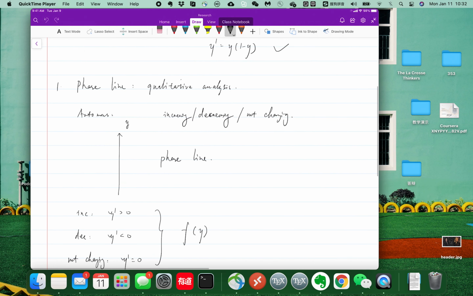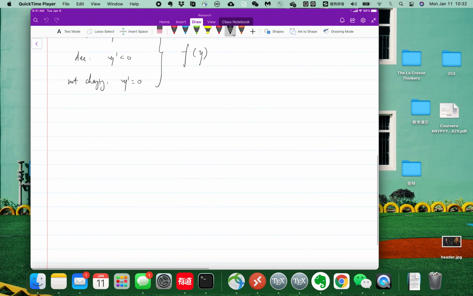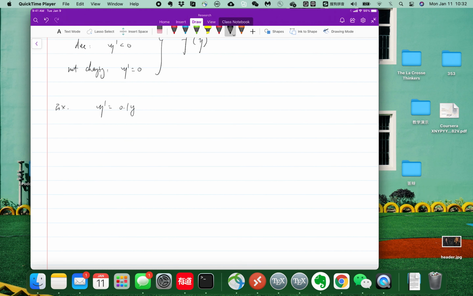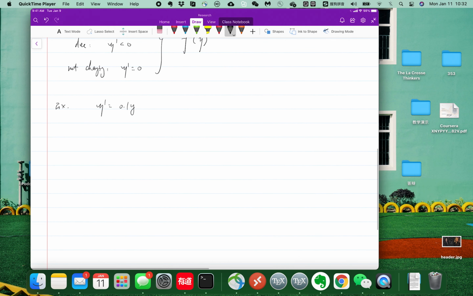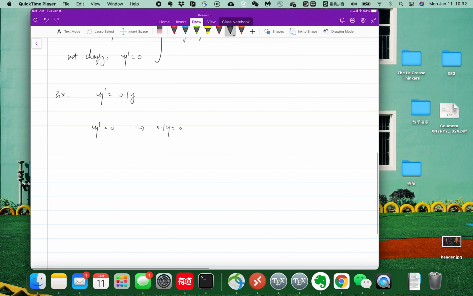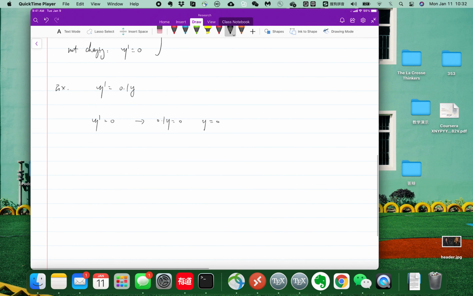Okay, let's see some examples. The first one is y prime equals 0.1y. Okay, how do you know it's increasing or decreasing or not changing? Well, I set y prime equals 0. That implies 0.1y equals 0. That implies y equals 0. So at this point, my y is not changing. So I just put a pointer here. There's no vector. No pointing up, no pointing down.